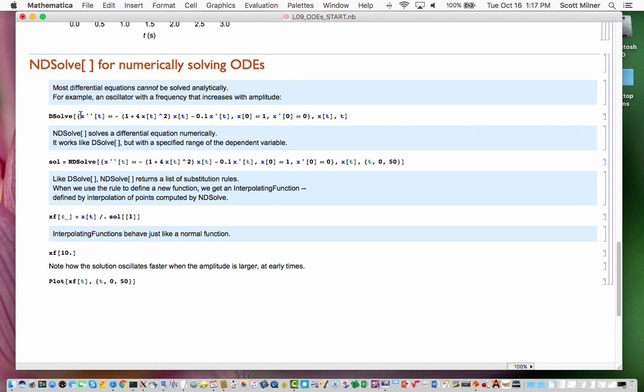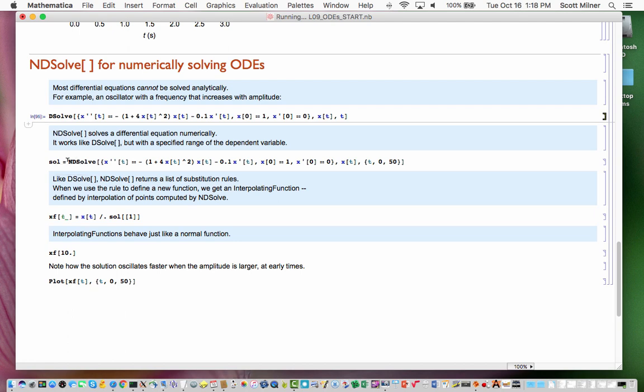For instance, here's the harmonic oscillator equation again, but this time I've made the frequency in the oscillator depend on the amplitude. The frequency gets larger when the amplitude is big, so the thing oscillates faster. And that makes the equation nonlinear in such a way that it can't be solved analytically. I'll just show you that it can't be, because here I'm trying to do it with DSolve, and it will think about it for a while and eventually conclude that it can't solve it, and it will echo back what I've asked it to do.